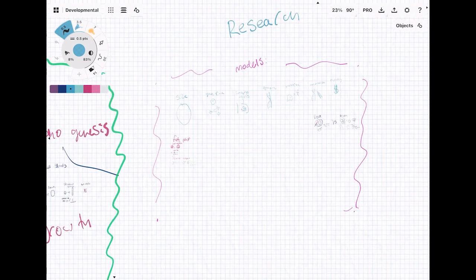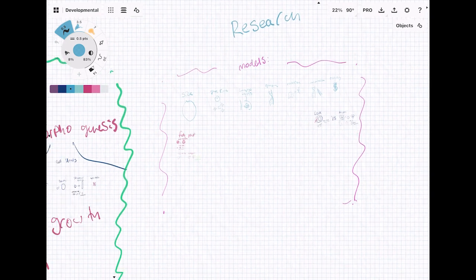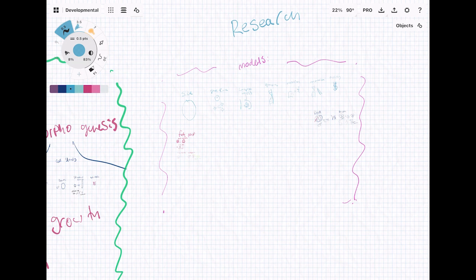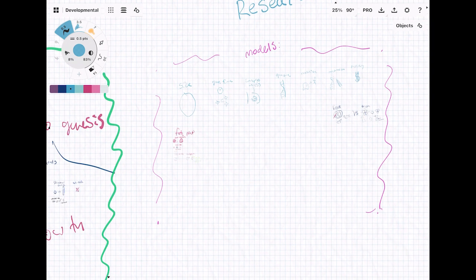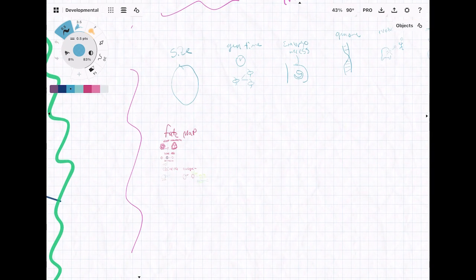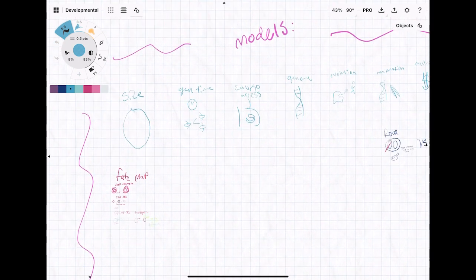So when we're discussing developmental biology, it's important to ask how we're coming to our conclusions, where we're getting our data from. And so that's going to be determined by you having organisms and doing tests on them, doing research on them. So here are some of the model organisms and what you would look for in a model organism.